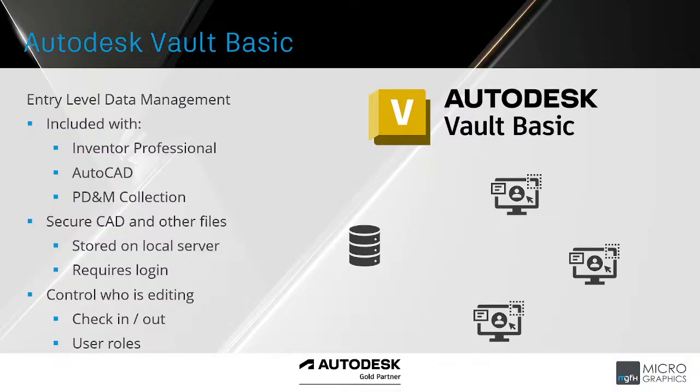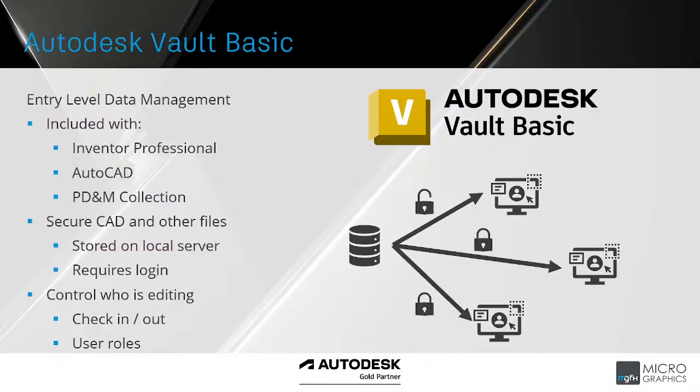Vault Basic goes a few steps further and allows for control over who is editing the file. So if the first user gets a file and they check it out, they are working with it, the file is unlocked for them. But then the other users, the file is locked and read-only, they cannot change it. So this adds a level of control over who is changing files at what time. You can also have user roles set up where certain users can only download and view files, where other users can edit files.